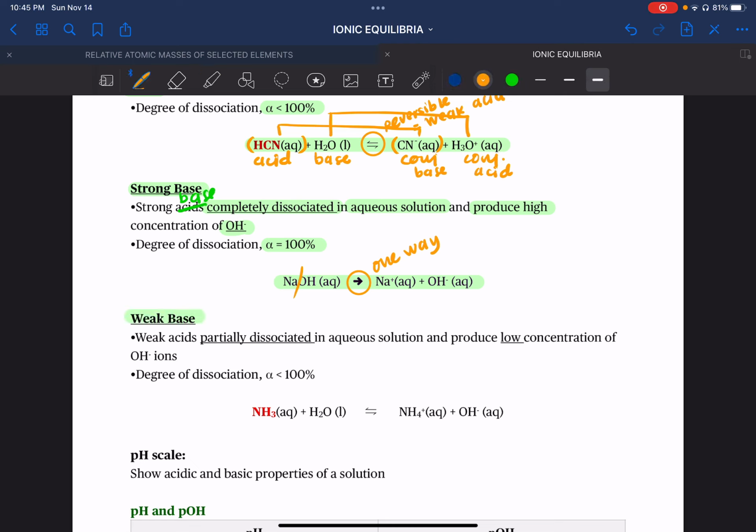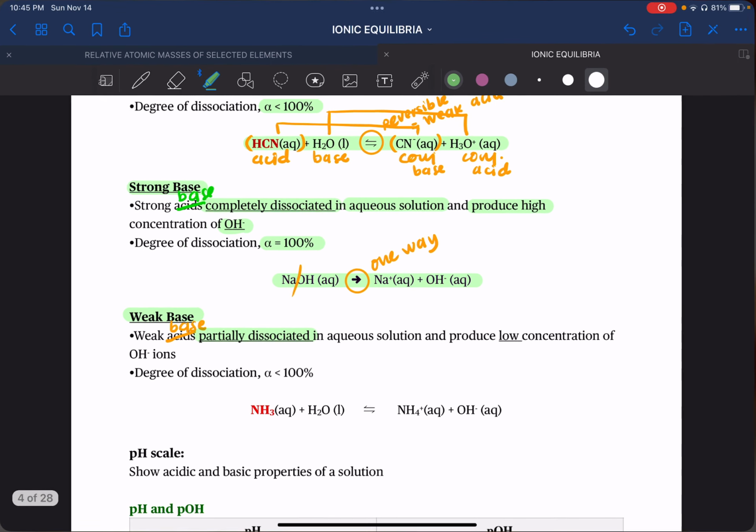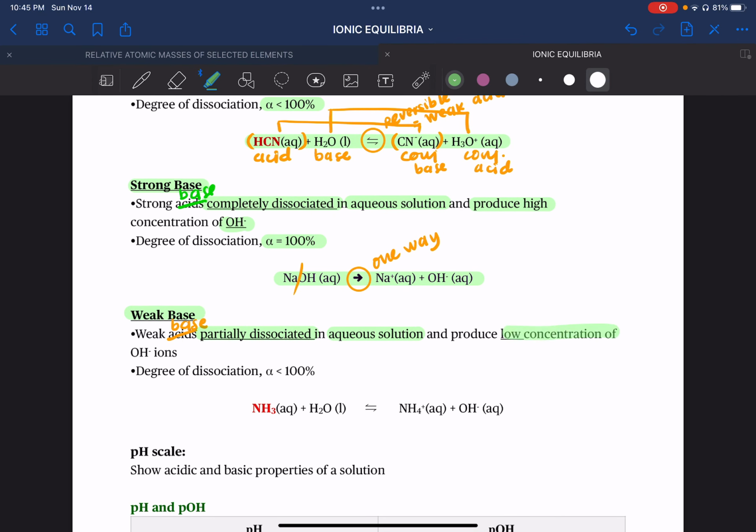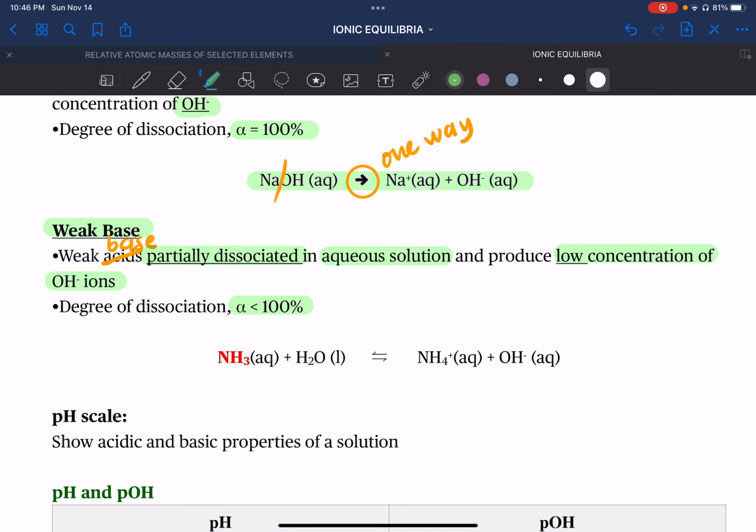So, weak base, again, di sini ada typo. Okay, untuk weak base is partially dissociated in aqueous solution and produce low concentration of OH minus ion. So, sama seperti weak acid, alpha dia tak sampai 100. Maksudnya tak semua bercerai. Okay, kita tengok equation dia. Okay, sama seperti weak acid, bila you nampak macam ni, irreversible arrow. Not irreversible. This is reversible arrow. So, nampak je reversible, basically this is weak acid or weak base.